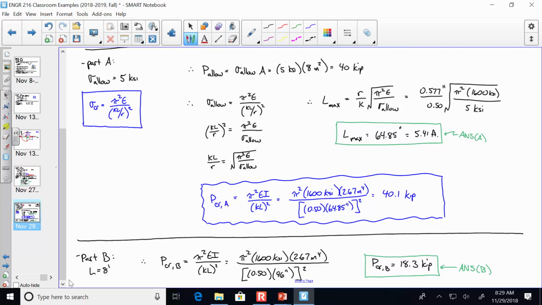All right. Here's the point I want to get across. On part B, the column is 8 foot long, and it has a buckling capacity of 18.3 kips. Now, if you compare that to this value right here, I'm going to box this in red because this is kind of important.